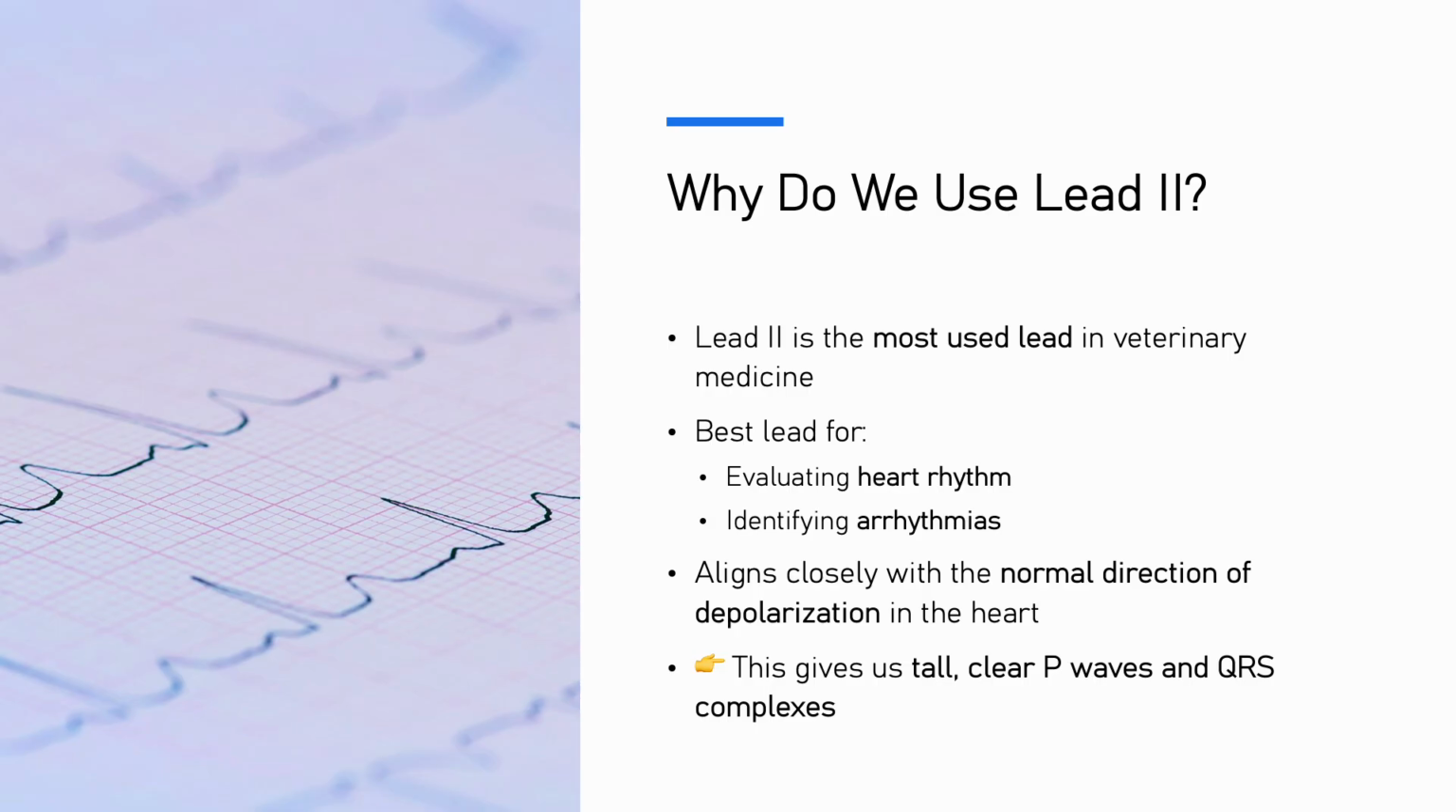So why a lead 2? Lead 2 is the most commonly used lead in veterinary medicine. It is the best lead for us to evaluate the heart rhythm and identify arrhythmias. It most closely aligns with the normal direction of depolarization of the heart. So this gives us tall, clear P waves and a QRS complex that's easy to read.